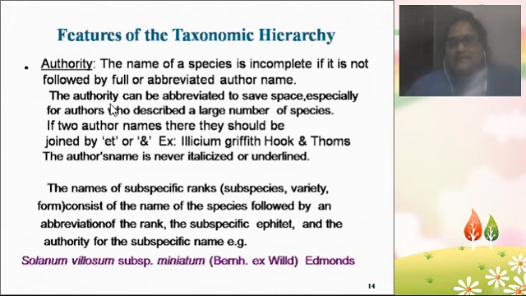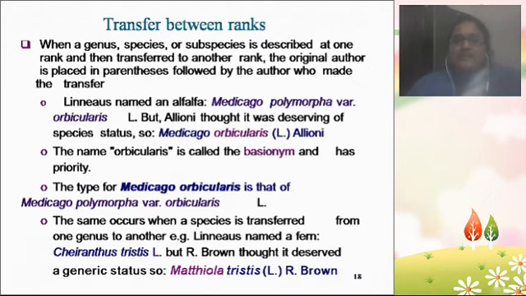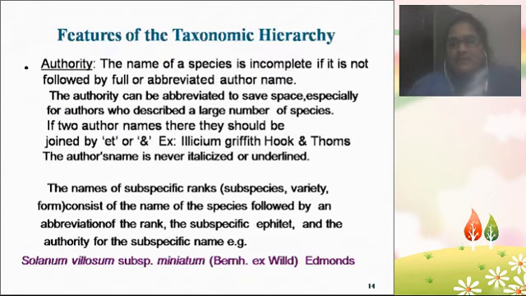Authority means the author should have authority over a particular species. The name of the species is completed only when the author name is joined to the species name. That process is known as the authority. And now, transfer between ranks. Ranks means what? Taxa. Taxa means levels. Again I am taking you to the previous slide.